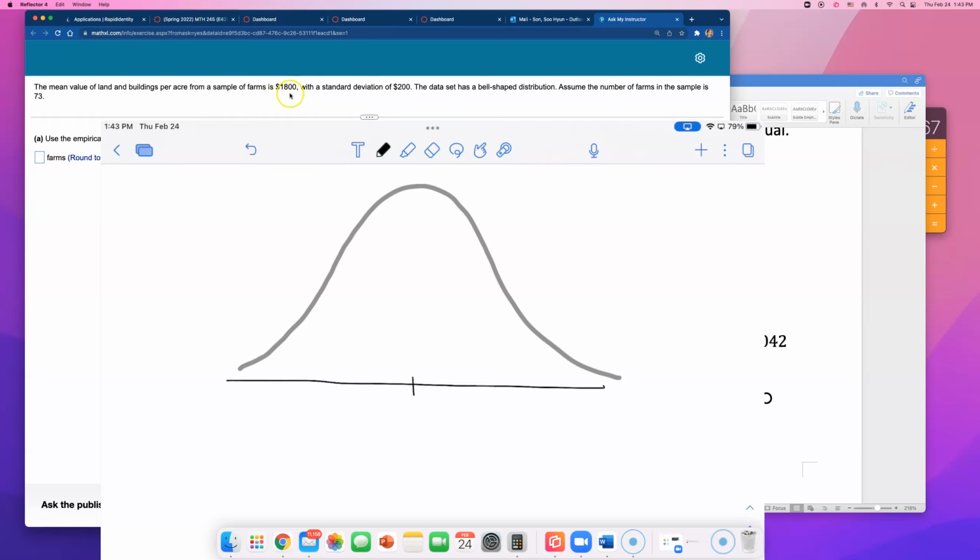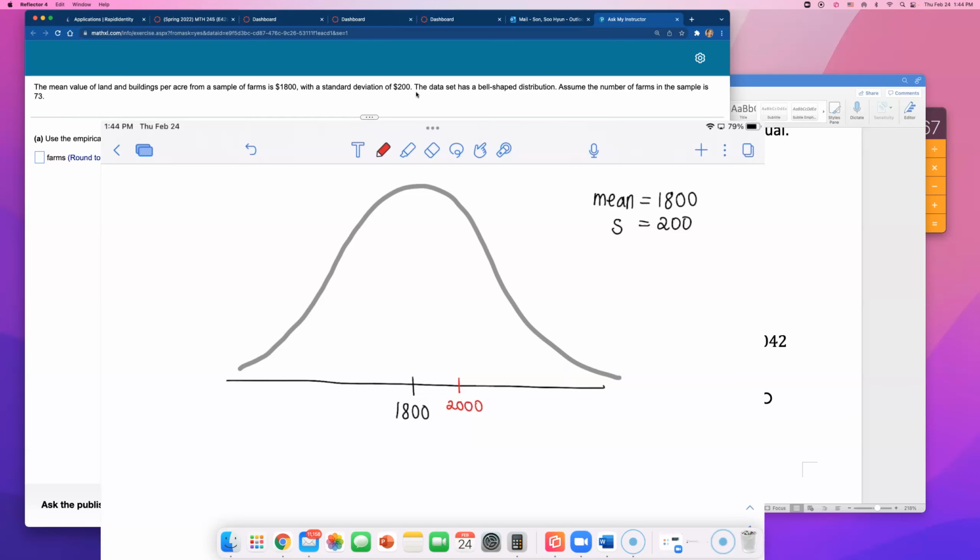The mean in this question is 1800, and the standard deviation is 200. So when I make my number line, I add 200 to go to the right side. So 1800 plus 200 is 2000. One standard deviation above. Two standard deviations.